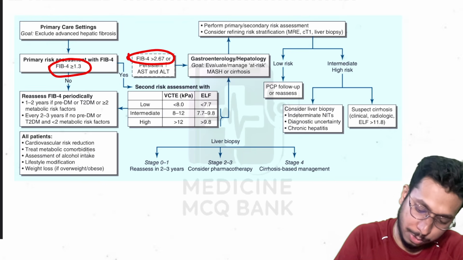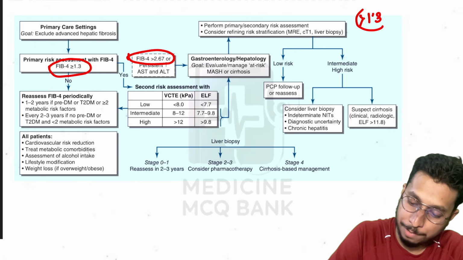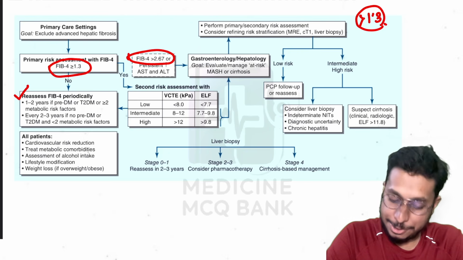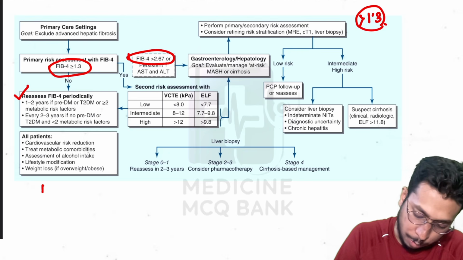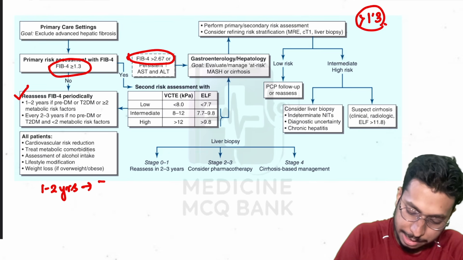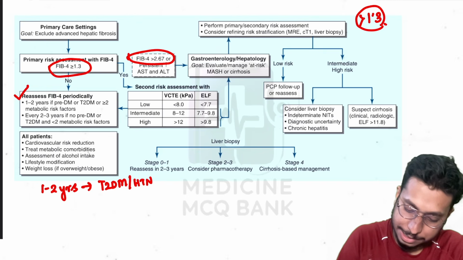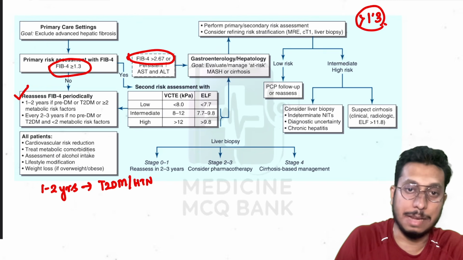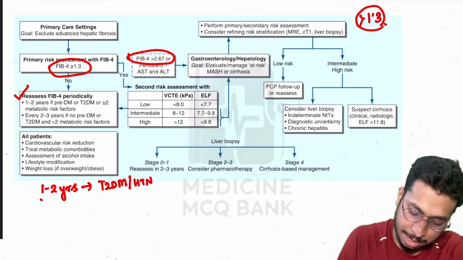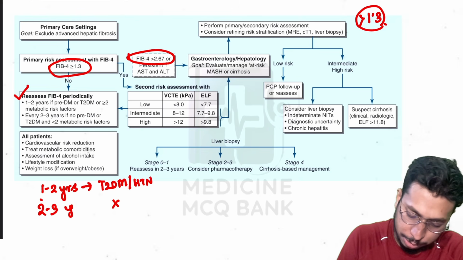So if the FIB-4 score is more than 1.3, then what you need to do is reassess the FIB-4 periodically. If there is some comorbid condition like diabetes, hypertension, or some other condition that can lead to metabolic associated fatty liver disease, if a risk factor is present, you need to reassess within 1 to 2 years. If not expected, in such cases, you need to reassess every 2 to 3 years.